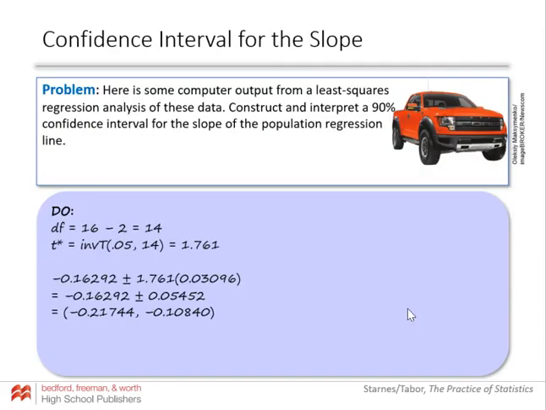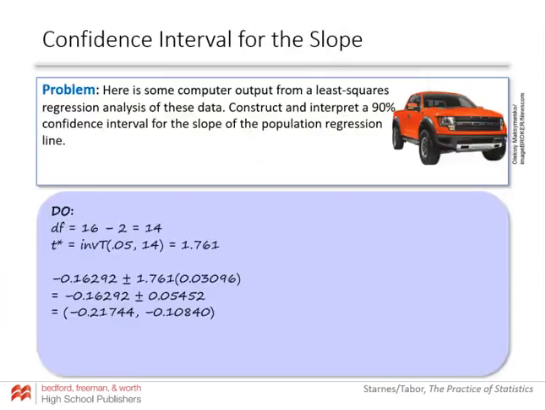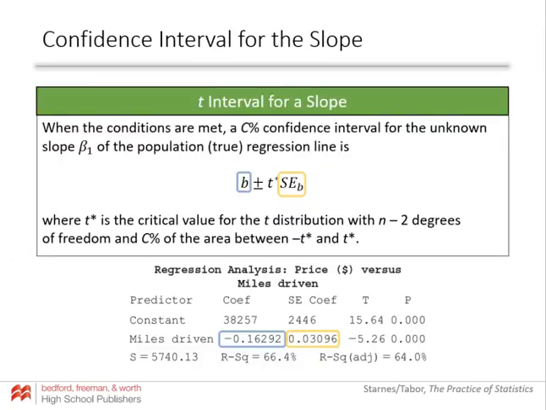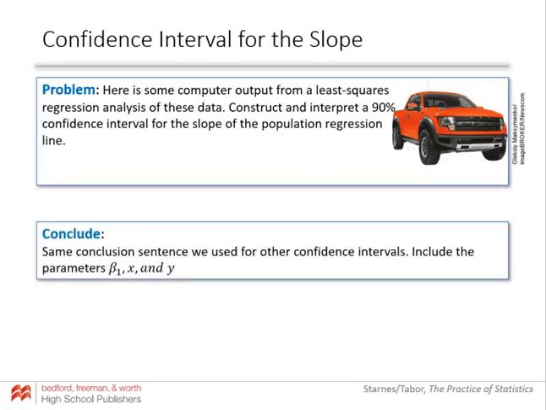Okay, so degrees of freedom is n minus 2. I find my t star using inverse t, just like we did in earlier chapters. And then this negative 0.16292, that was my slope from my computer output. That's going to be plus or minus t star times the standard error of the slope, which again came from my computer output, 0.03096. So here is my confidence interval for my slope, and then we write our conclusion sentence, same as before.